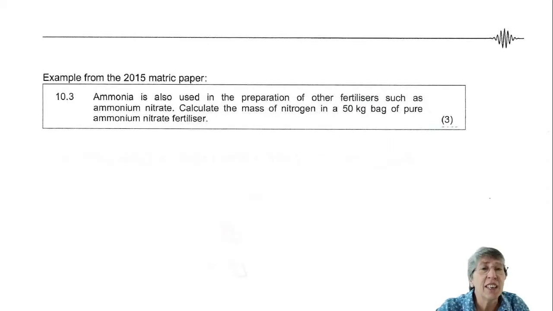The next question is an example from the 2015 matric paper. There they told you ammonia is used in the preparation of other fertilizers such as ammonium nitrate, and they ask us to calculate the mass of nitrogen in a 50 kilogram bag of pure ammonium fertilizer. So first we need to look at ammonium nitrate. What does the formula look like, and what is the mass of ammonium nitrate?